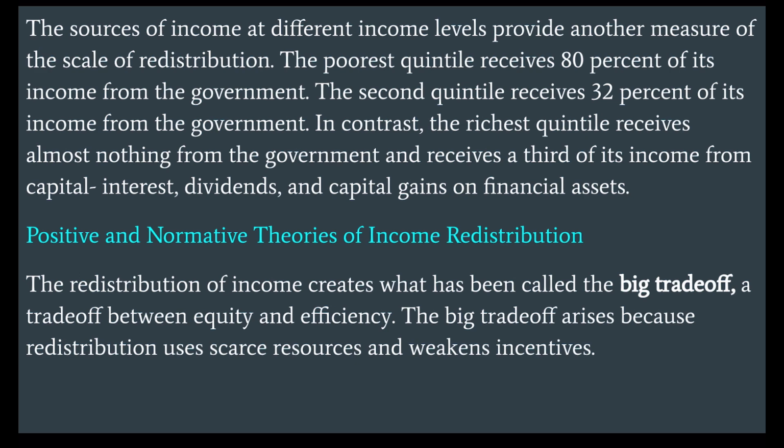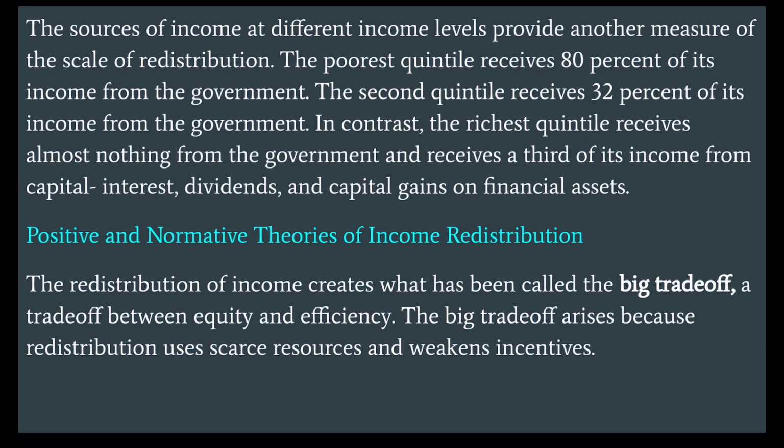The sources of income at different income levels provide another measure of the scale of redistribution. The poorest quintile receives 80% of its income from the government. The second quintile receives 32% of its income from the government. In contrast, the richest quintile receives almost nothing from the government and receives a third of its income from capital: interest, dividends, and capital gains on financial assets.